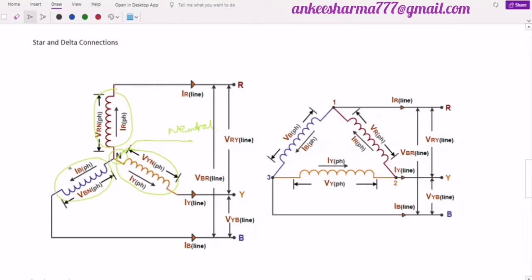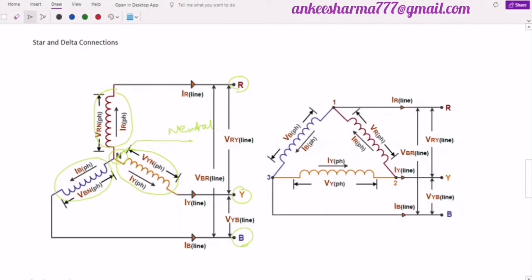And the second terminals of these coils are connected to different terminals. For example, if I consider this red one, it is connected to the R terminal, where I'm going to get the R phase or the R line current or the line voltage, whereas the second one is for the blue, where I'm going to get the B line voltage or the B phase voltage, and the third one is the yellow, where I'm going to get the yellow line and the phase voltage.